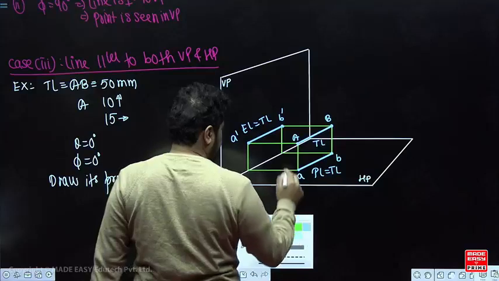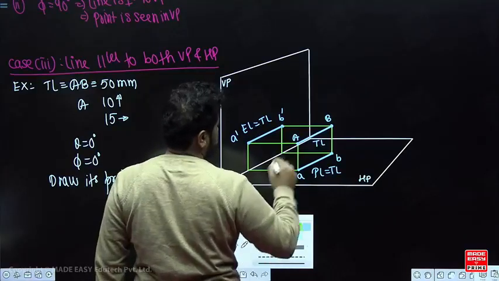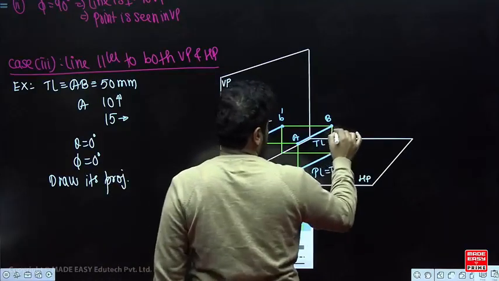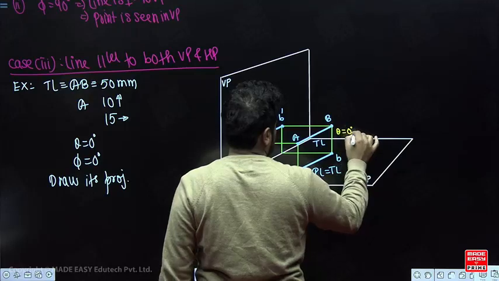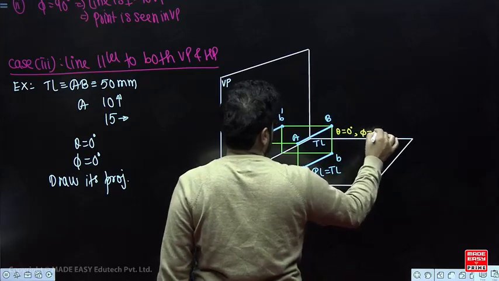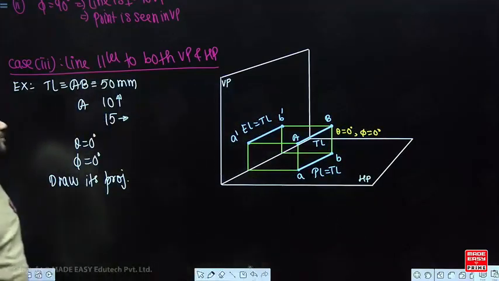So here you can see that theta is also 0 and phi is also 0, isn't it? So here theta is also 0 and phi is also 0. The line is parallel to both VP and HP.